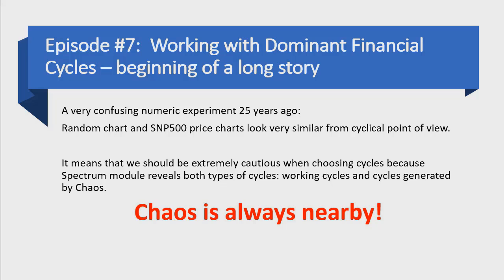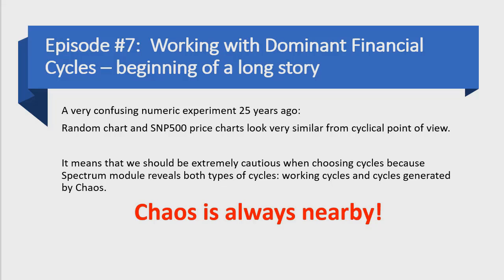You see, a random chart and the S&P 500 or any financial instrument price chart look very similar from a cyclical point of view. It means that we should be extremely cautious when choosing cycles, because the spectrum model reveals both types of cycles: those that exist in the stock market, generated by the stock market, and cycles generated by chaos. So chaos is always nearby. We should remember that.